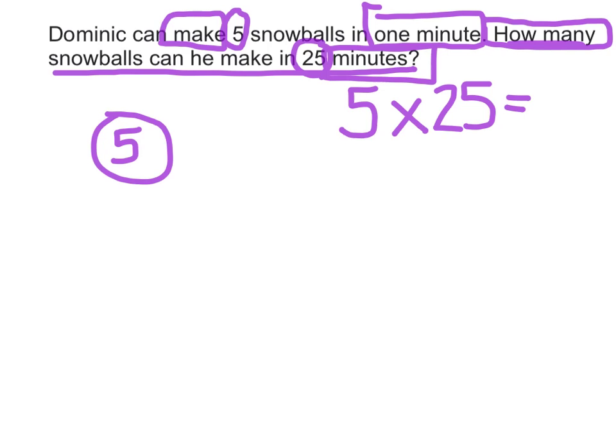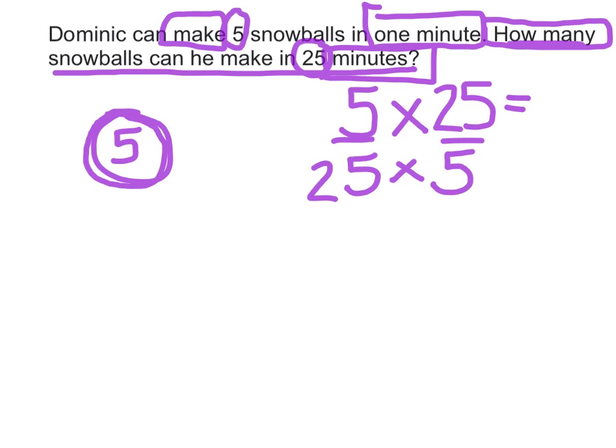Even though he's making 5 in 1 minute or one group, and we want to know how many he is making in 25 minutes, I don't know about you, but 25 circles with 5 things in each circle, that's a lot of circles, and that's going to take a lot of time. But I know earlier this week my teacher taught me the commutative property of multiplication, and that says that I can switch the order of my factors and I will still get the same answer.